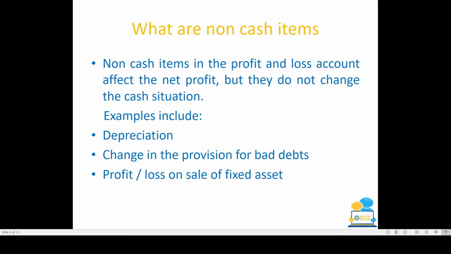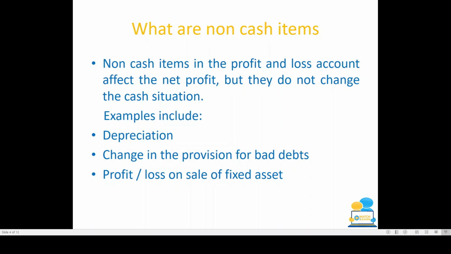So what are non-cash items? Non-cash items in the profit and loss account affect the net profit, but they do not change the cash situation. So examples include depreciation. Depreciation is a non-cash item because depreciation will reduce our profit because it's an expense, but we don't physically pay it over to anybody.